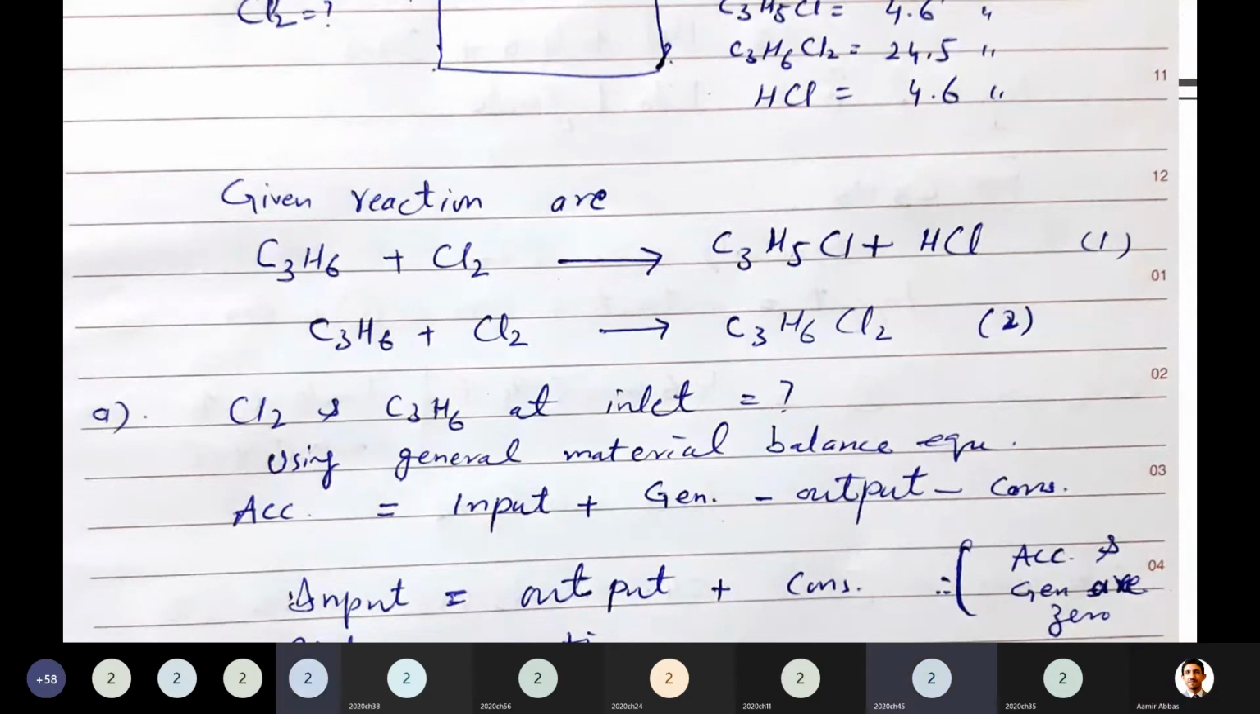Yes, sir. Where it is given in the table, its amount is given. What about consumption? How much is it consumed in the reactions, in reaction 1 and 2? Do you know this? No, sir. You don't know. But can you calculate by looking at the reaction equations? Yes, sir. How can we calculate?